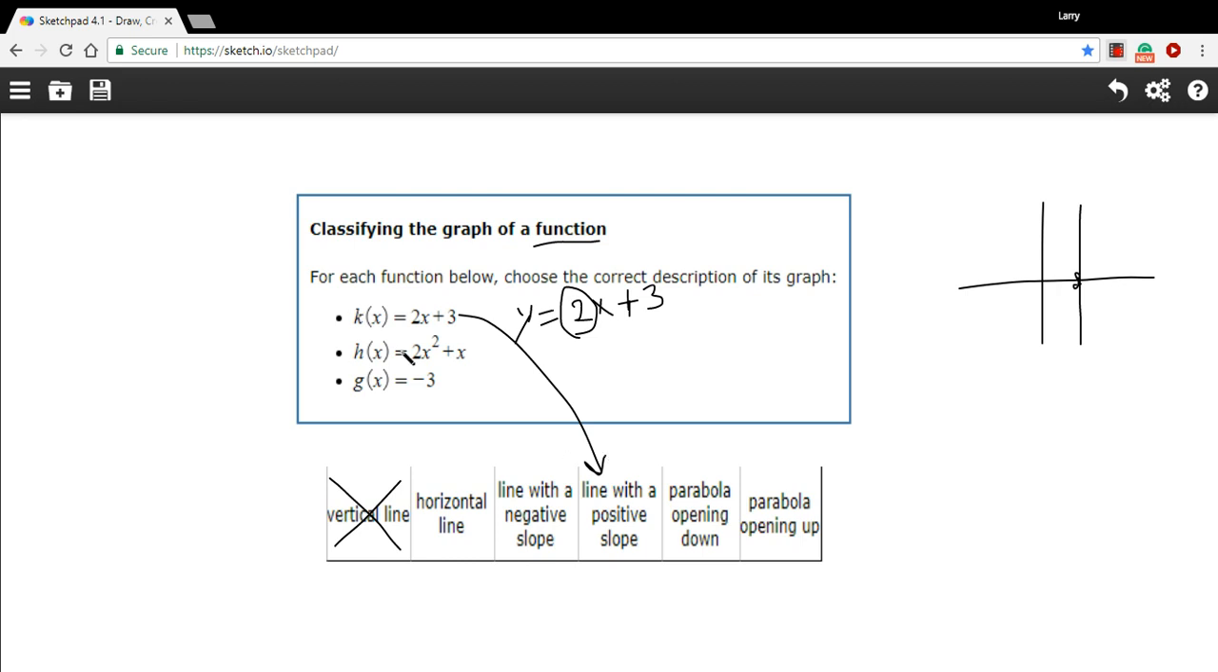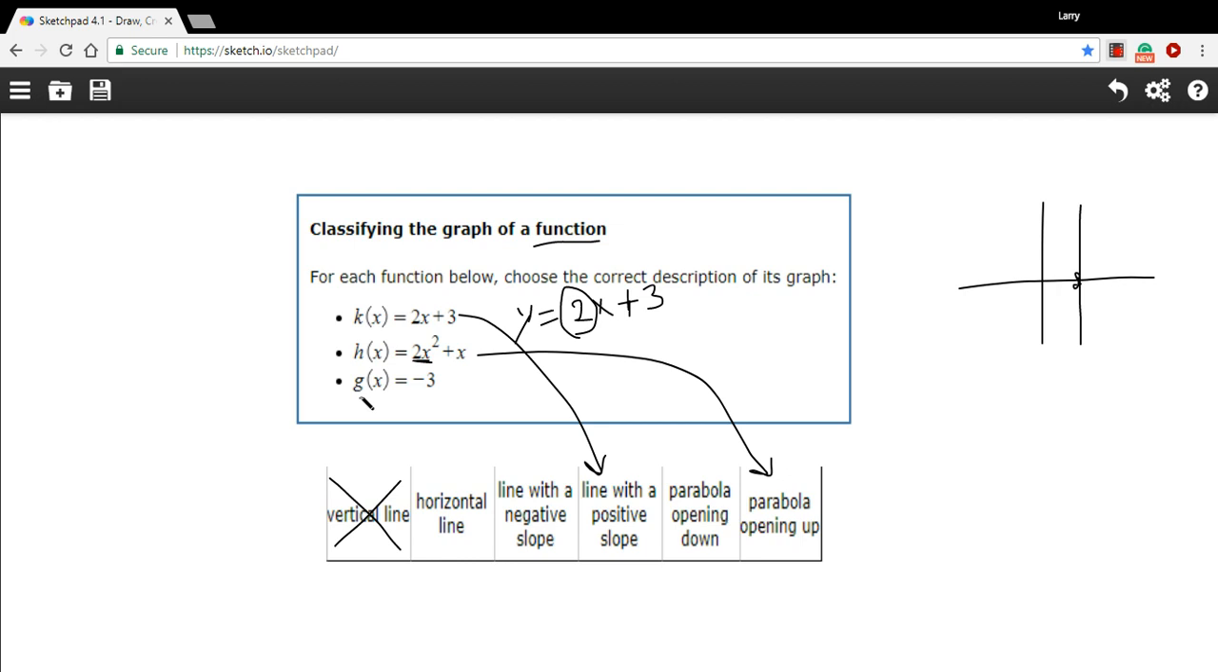Now this next one, h of x equals 2x squared plus x. Anything that has x squared as its highest term is going to be a parabola. So we know this is a parabola. The only choice we have is whether it opens up or opens down. With parabolas, a positive leading coefficient, so the number multiplied by the x squared term, if it's positive, it means it opens upward. If it's negative, it means it opens downward. So this one has a positive 2. That is a parabola that opens up. So that's this one.